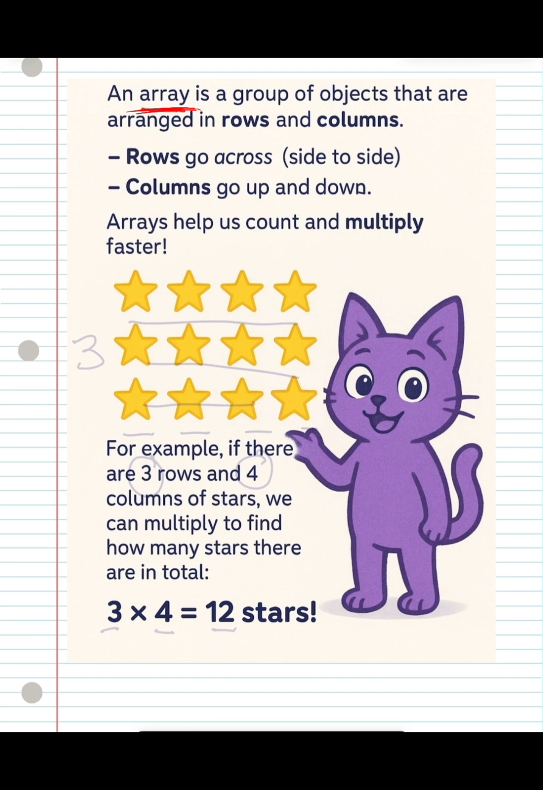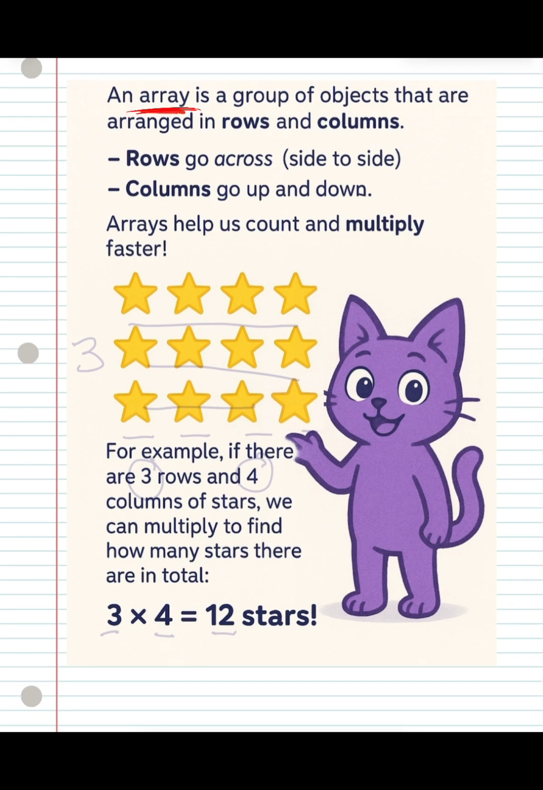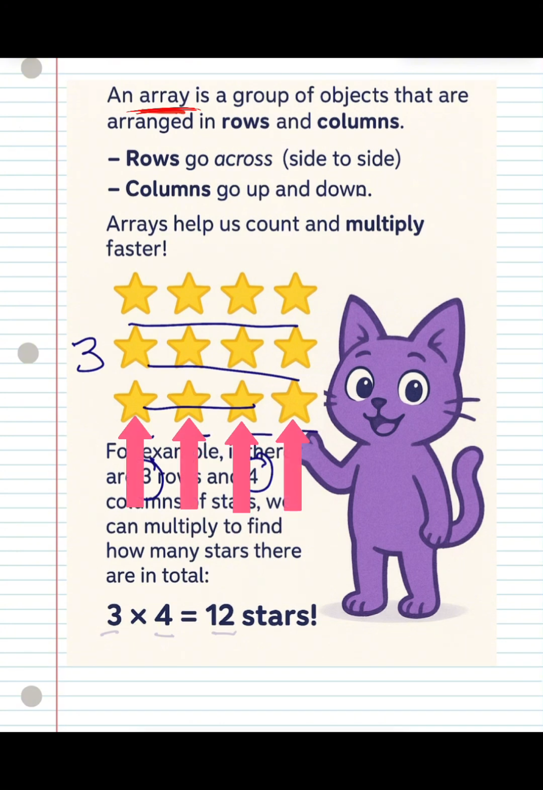So for example, there's 3 rows and 4 columns. We can just multiply the number of rows, which are 1, 2, 3, by how many columns, which are 1, 2, 3, 4. So to find the total, you can just multiply row by column. So that's 3 times 4 equals 12.